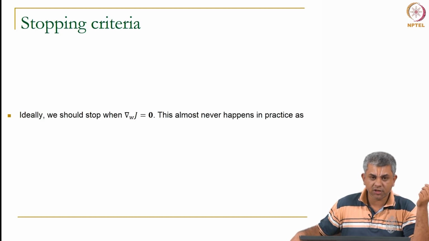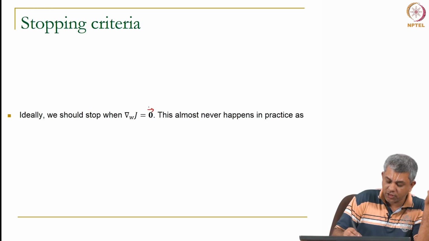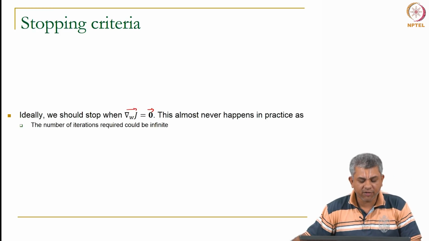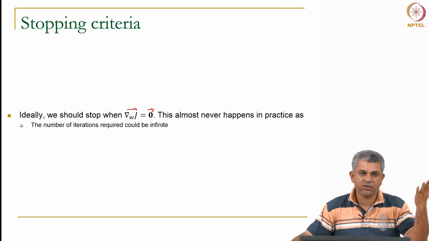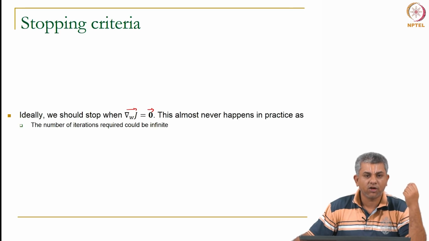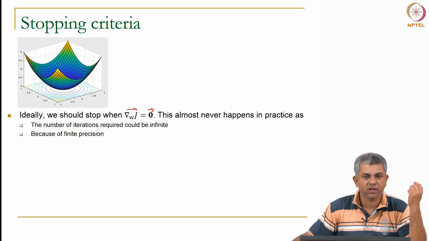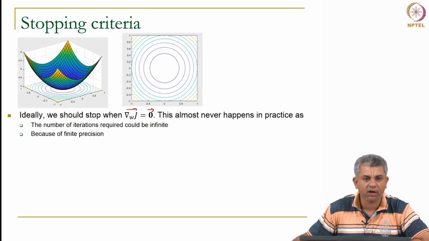Remember, 0 means not just 0 value, but 0 vector. This almost never happens in practice because, as we saw with the alpha equal to 0.1 case, your number of iterations could actually be infinite. Also, you cannot get to 0 with infinite precision; your machine itself has finite precision. So, because of these two reasons, you actually want to stop quite early, or a little bit earlier.